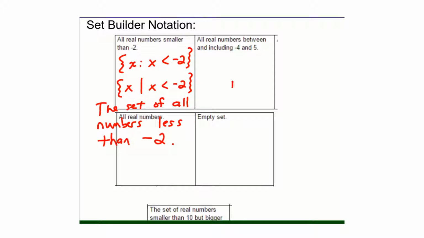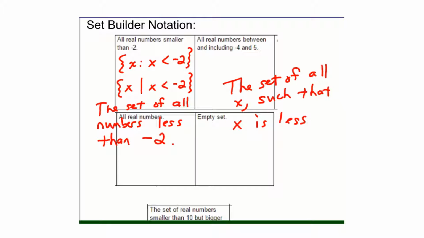It's also read as the set of all x such that x is less than -2. Some textbooks will write it that way. Some math teachers will say that, where that colon or that vertical line is, they refer to that as "such that x is less than -2," depending on the textbook you're looking at or how the math teacher words it. I'll do both.